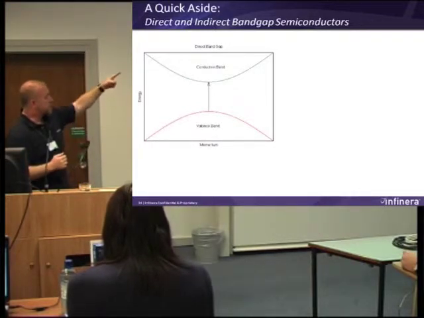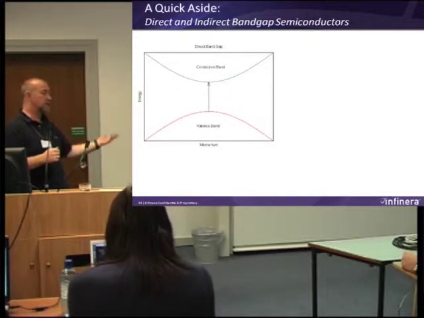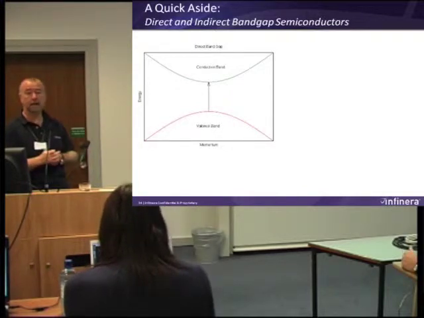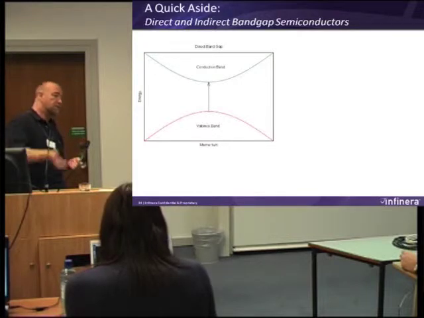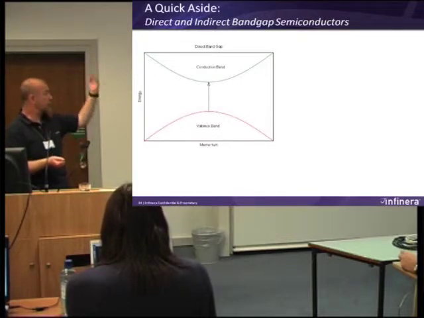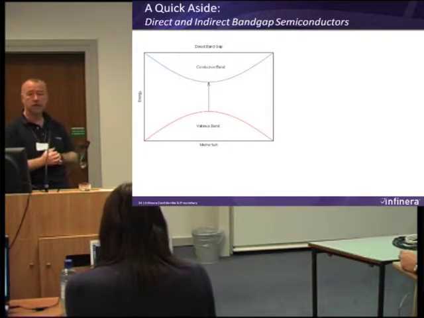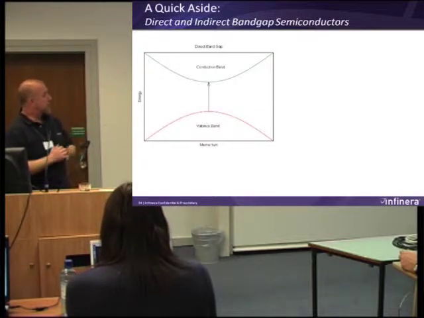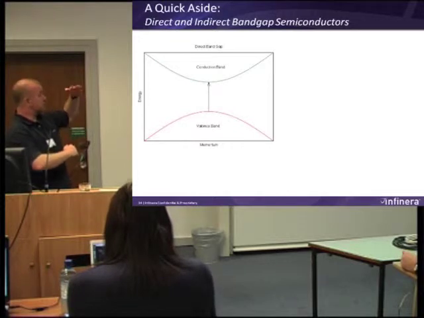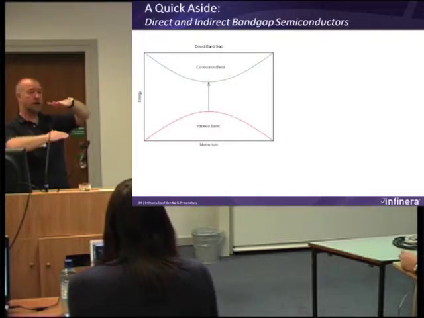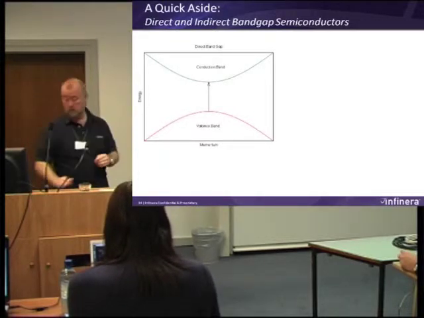The energy difference between the valence band and the conduction band is called the band gap of a semiconductor. And you give it an energy kick, and the electron is promoted up into the conduction band. What you see here is a direct band gap semiconductor. It's where the minimum in the conduction band is directly over the maximum in the valence band.